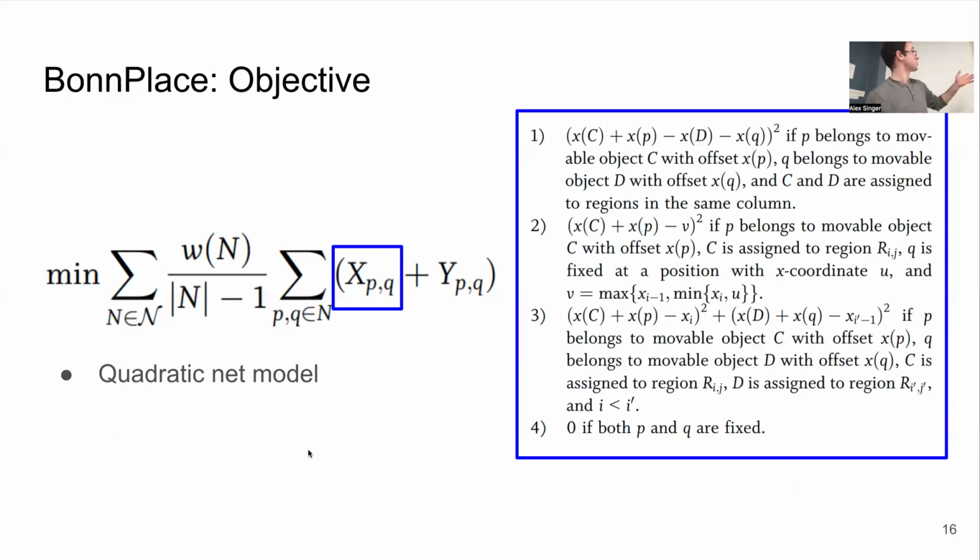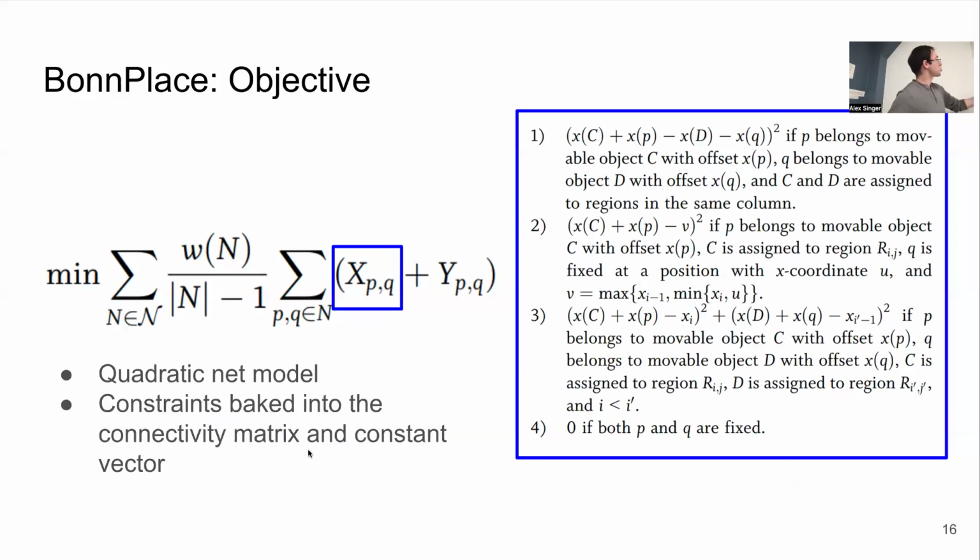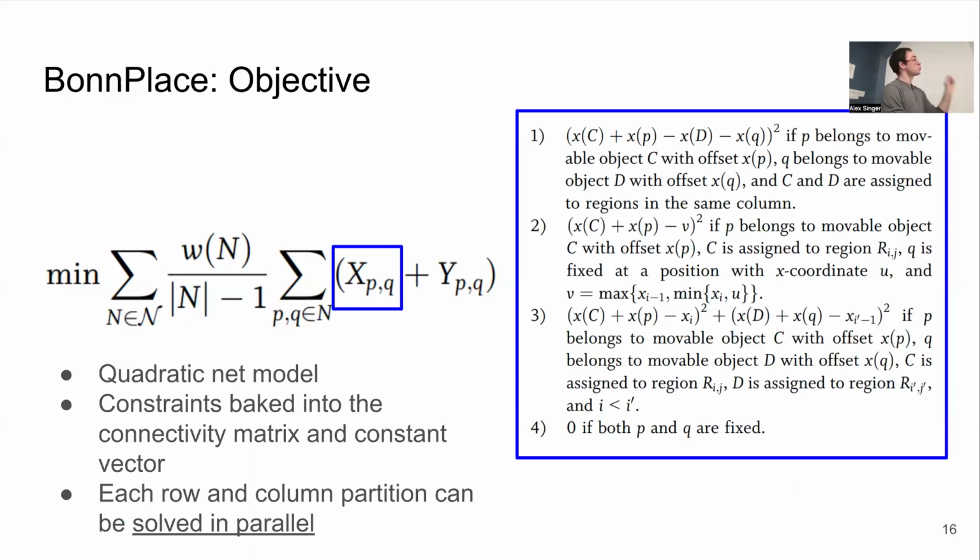The benefit of this approach: this is a quadratic net model. The constraints are baked into the connectivity matrix and the constant vector. There's no constraint terms being added like what we were seeing in Gordian, which was causing us to make all those crazy matrix equations and center of mass stuff. This is literally baked in now. And each row and column in the partition can be solved in parallel.